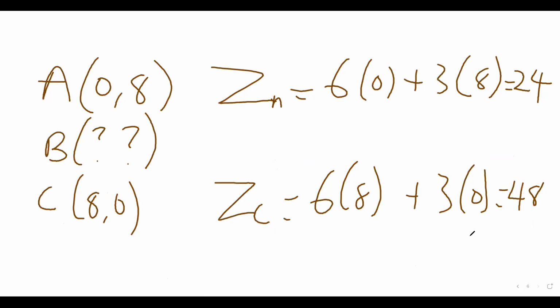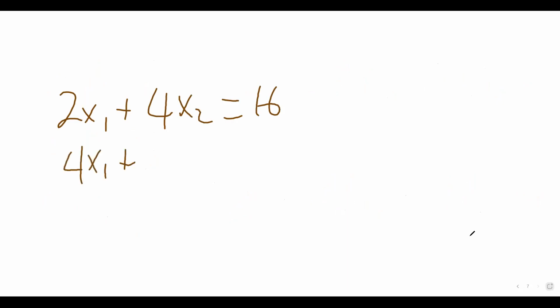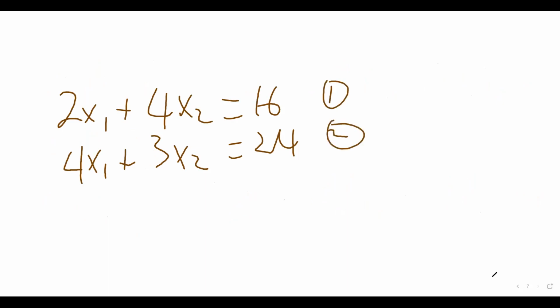Okay, so let's do that. You have 2x1 plus 4x2 equal to 16. And then the other one is 4x1 plus 3x2. Now, in terms of simultaneous equation, let's call this equation 1, this equation 2. And let's make x1 the subject of equation 1.